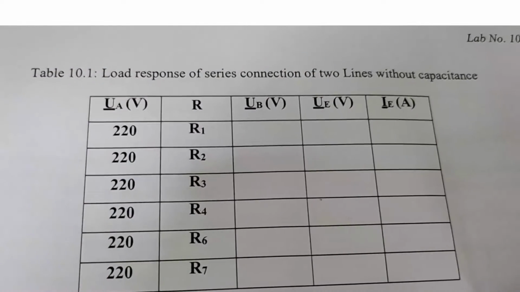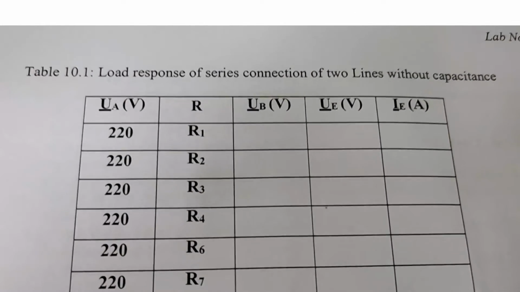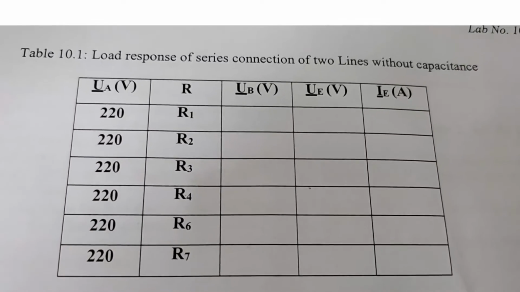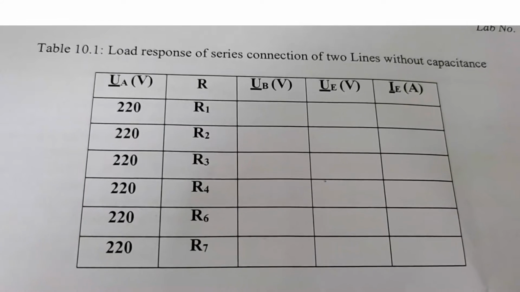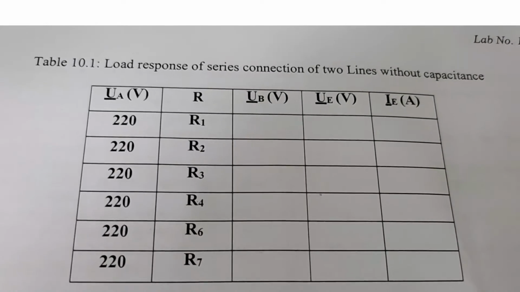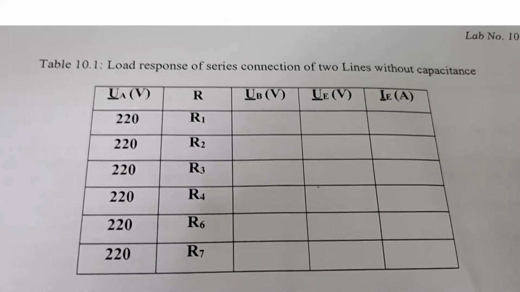Okay students, now coming towards the readings. First we have to measure the value of the sending end voltage, receiving end voltage and receiving end current by changing the value of the resistance from R1 to R7, and we have to set the input voltage to 220 volts. Now coming towards our circuit, we will take the readings.